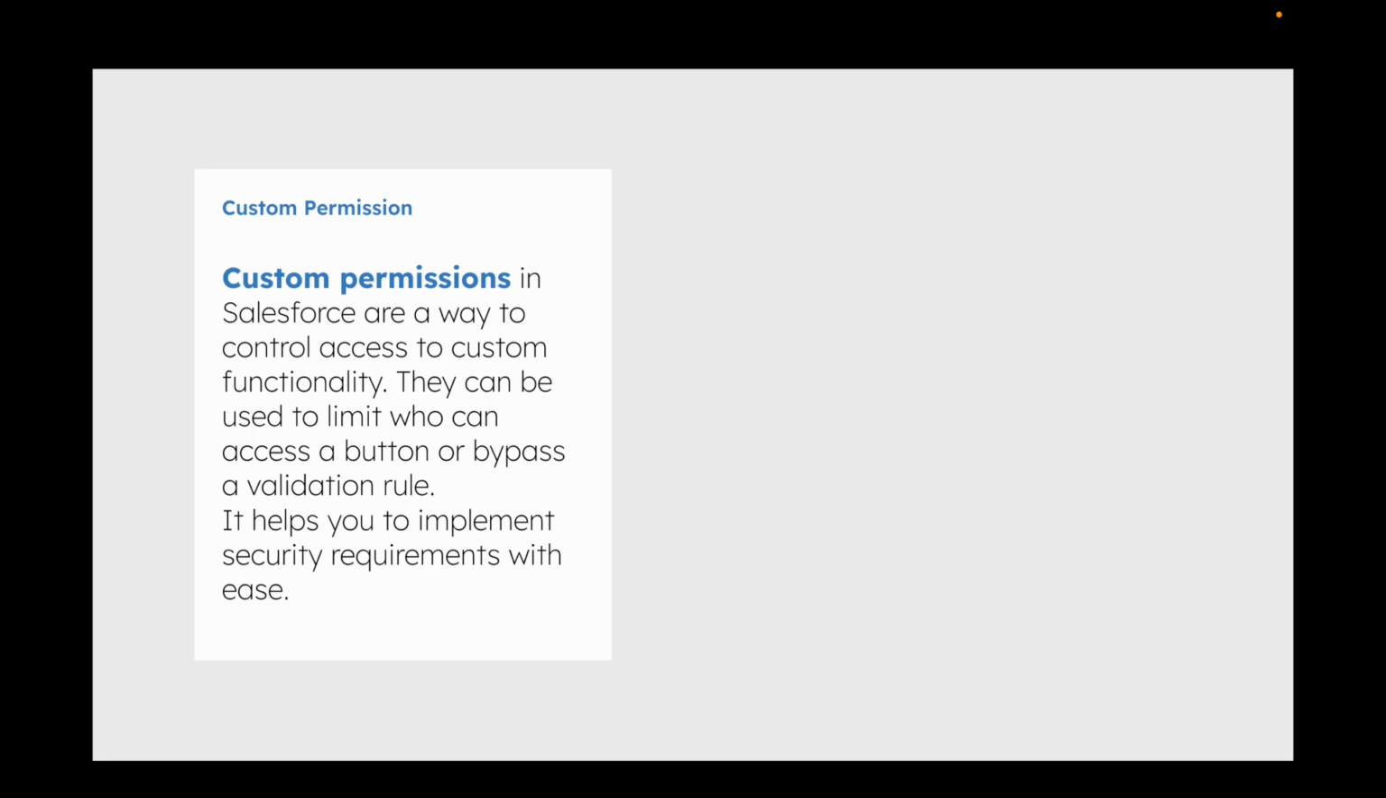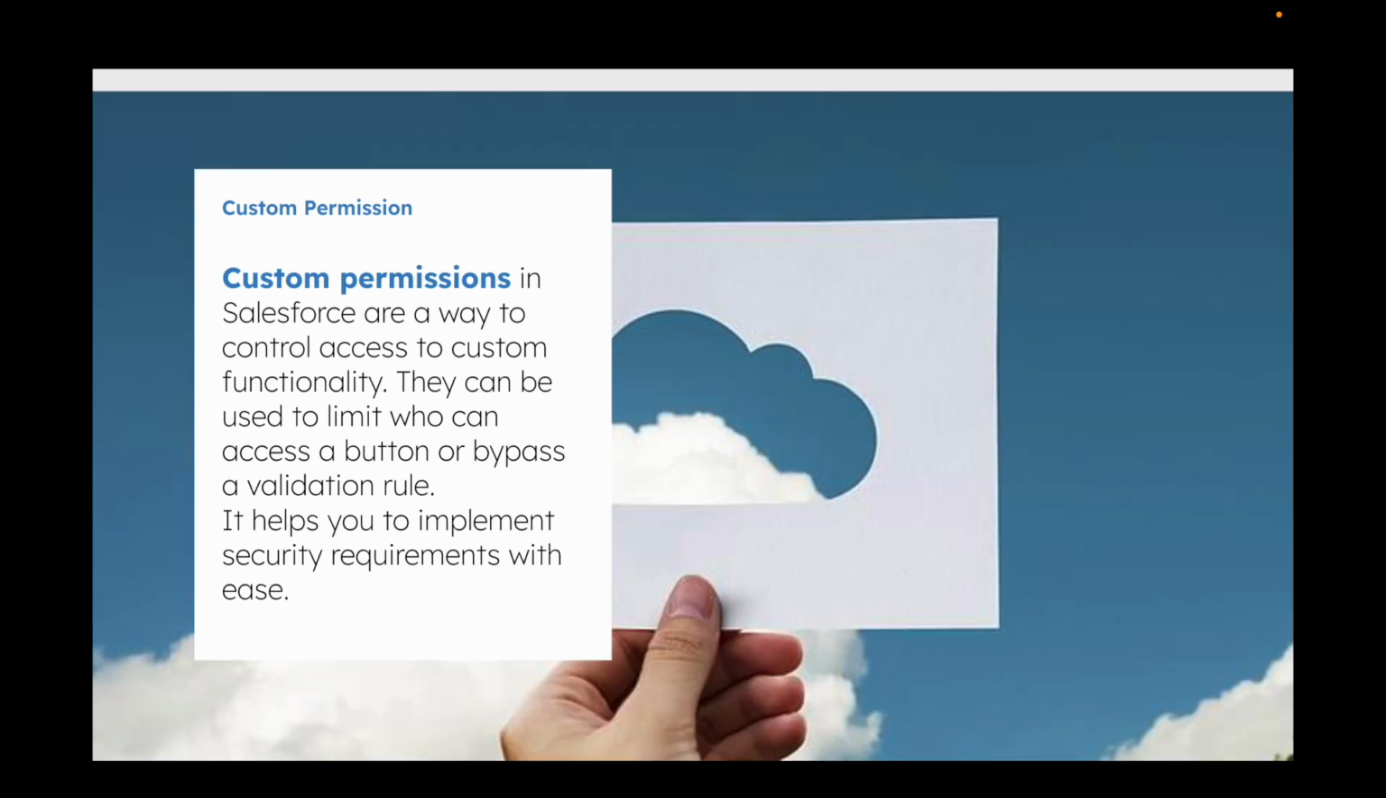So suppose you have a validation rule, but for a user you don't want that validation rule to be applied. What we'll do is create a custom permission, assign that custom permission to that user's profile or that user, and then in the validation rule we'll check: if that user does not have that particular custom permission, then only it should process, otherwise not. So yeah, let's move on.